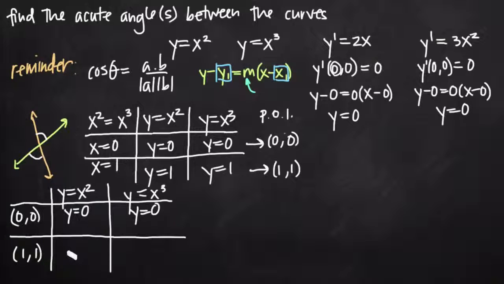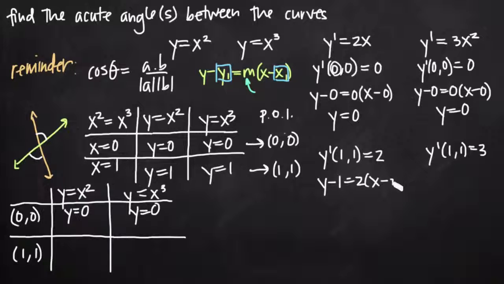Now I need to do the same thing with the coordinate point 1, 1. I need to plug that into my derivative equation. So here, y prime of 1, 1, I'll get 2 times 1, or just 2. If I plug it into my other derivative equation for y equals x cubed, I'll get y prime of 1, 1 is equal to 3 times 1 squared, or just 3. I'm going to use my formula for the equation of the line again. I have my slope, 2 and 3, and my point, 1, 1. So for this one, I'll get y minus 1 is equal to 2 times x minus 1.